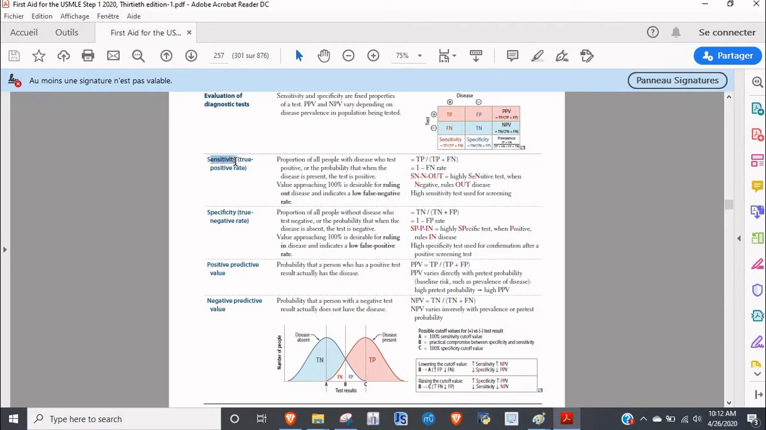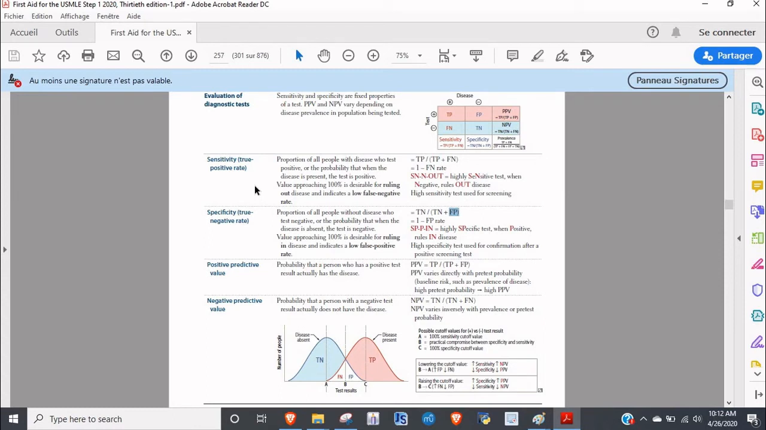Well, why is sensitivity no means no? Well, because you're minimizing the false negatives. Meaning there is no false negatives. Meaning every no is true. Same thing with specificity. There are no false positives. Every yes is true. At least theoretically.